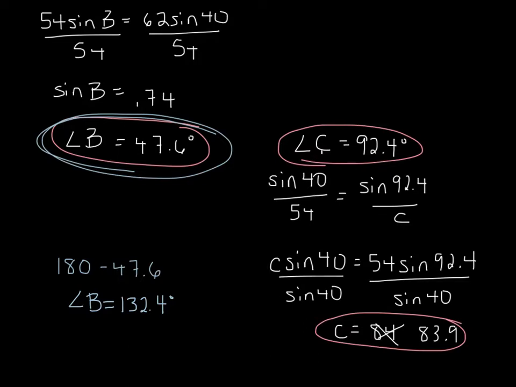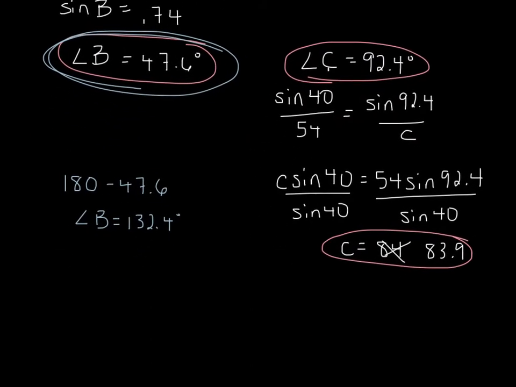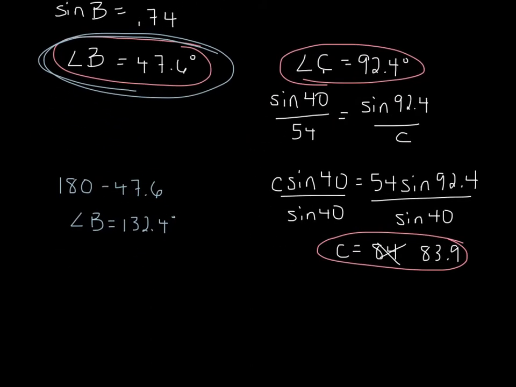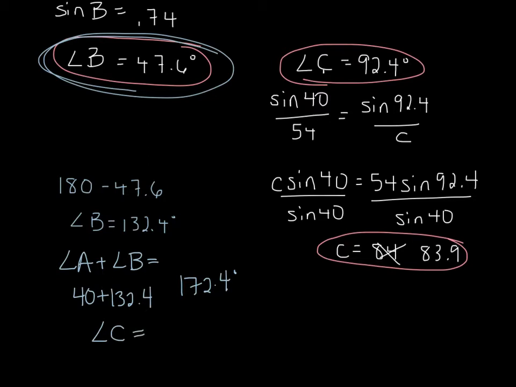Now, I'll do the same thing that I did last time, and I'm going to try to solve for my missing angle first, which again is angle C. So I'm going to add up angle A, which was 40, and that was given originally, and angle B, which I just solved for, 132.4. And when I add up angle A plus angle B, that's going to be 40 plus 132.4. That's going to give me 172.4 degrees. Since that's smaller than 180 degrees, that means that there is a second possible triangle. So I'm going to do 180 minus that 172.4, and I'm going to get 7.6 degrees.